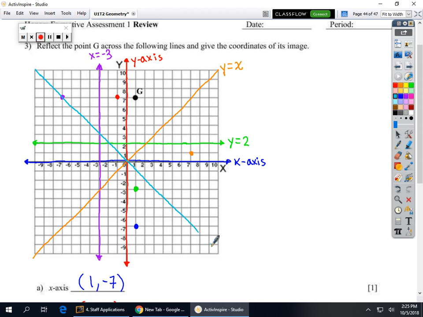I would not suggest using a ruler. If you use a ruler, you may not go through all the diagonals. You might go through a few and then completely miss the rest. So we're reflecting G across the diagonals here.